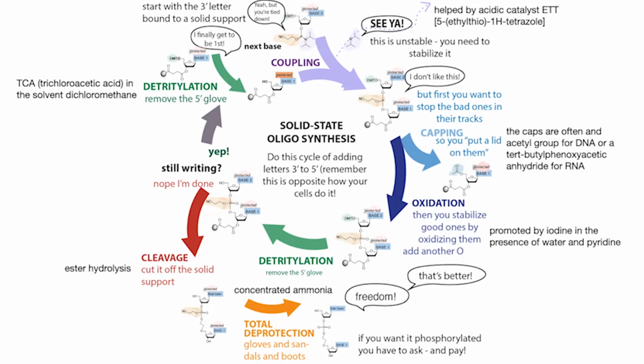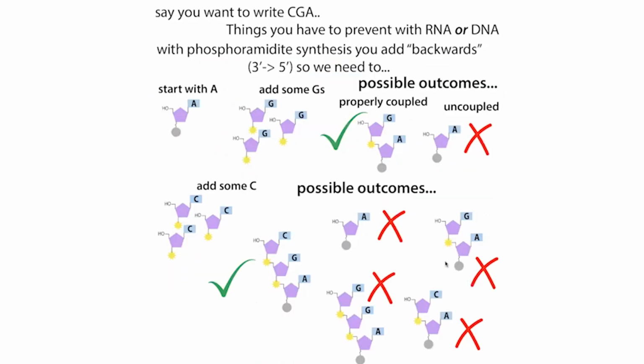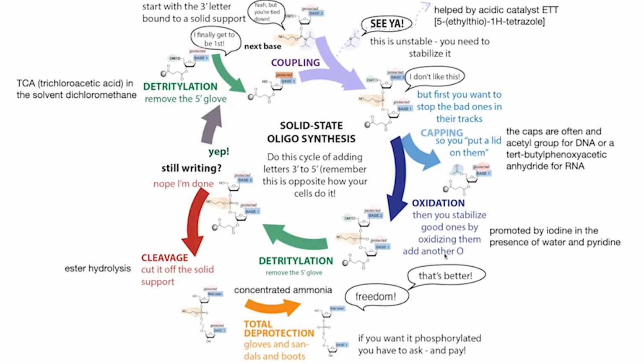But first we need to make sure that we stop any bad ones in their tracks before they react any further. So they use this capping step, where basically you're going to put a lid on any of those monomers that were attached to the support but didn't get coupled. So they didn't have a letter added to them. If they didn't have a letter added to them, they're still going to have that free 5' OH. And if they still have that free 5' OH, well, now they can react in the next cycle, but they will have skipped a letter. And that's how we got things like our AC without that G. And that's not what we want. So we need to cap them.